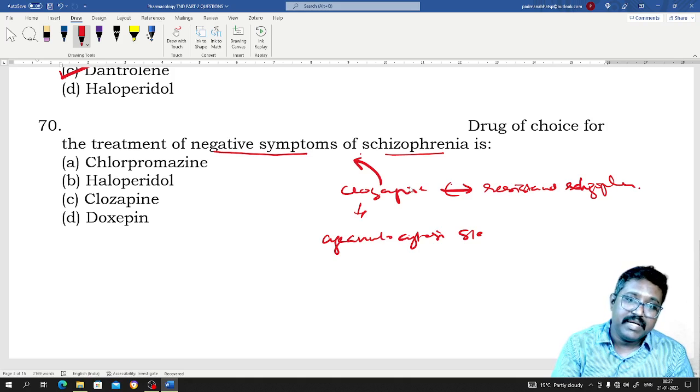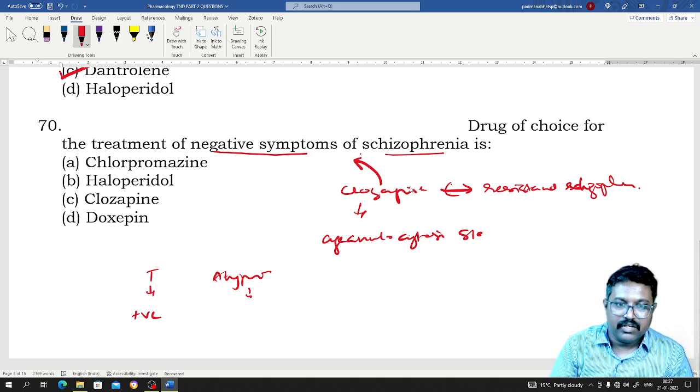So there are typical and atypical antipsychotics. This is an atypical one. Typical ones will have an effect only on positive symptoms, but with atypical ones, both positive and negative symptoms can be treated. Here clozapine will be the best drug of choice for the treatment of negative symptoms of schizophrenia.